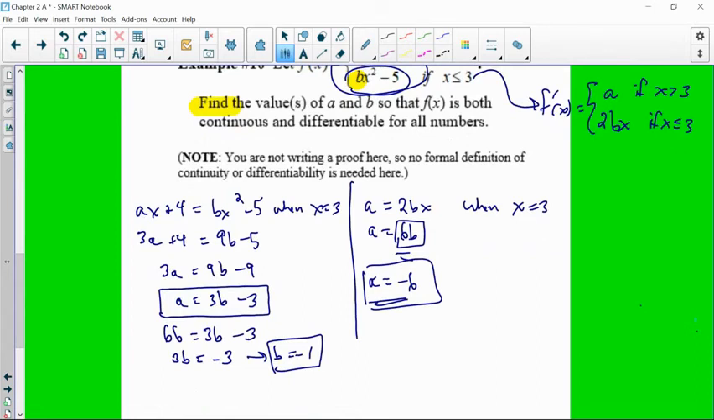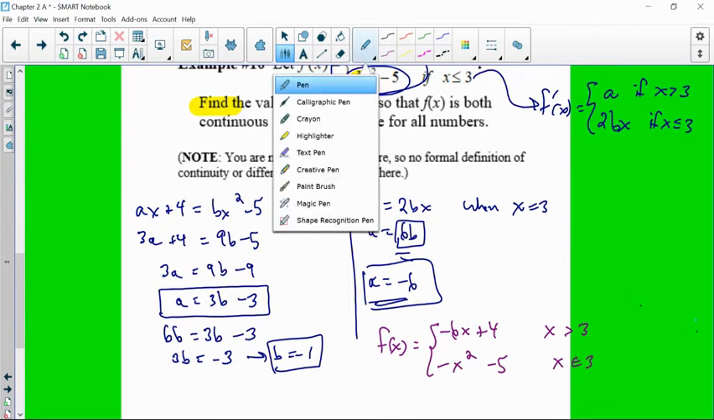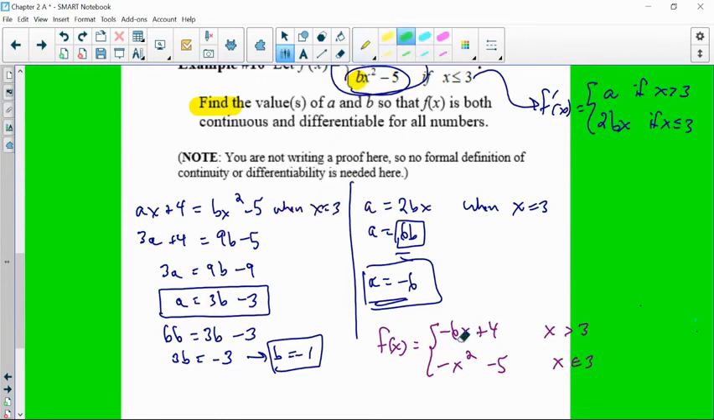So, a being negative 6. Let's rewrite that function just to check it. So now f of x is equal to negative 6x plus 4 if x is greater than 3. And since b was negative 1, we get negative x squared minus 5 if x is less than or equal to 3. So substituting 3 from both sides, if I had to do a rigorous proof here, putting a 3 there, showing limit from the left and the right, that's negative 18 plus 4 is negative 14.